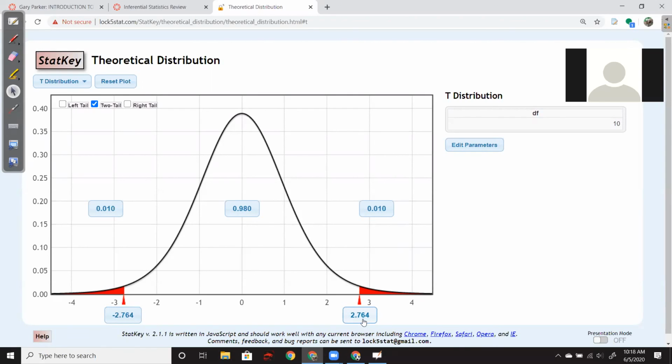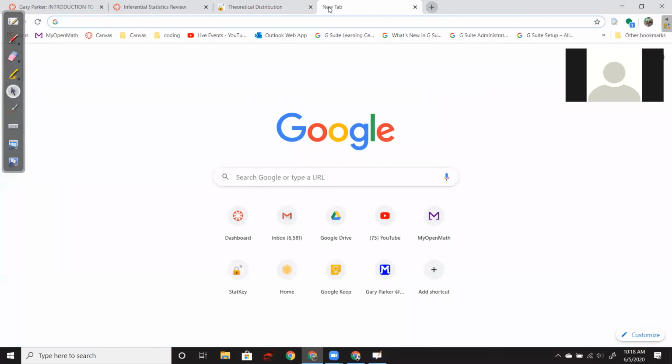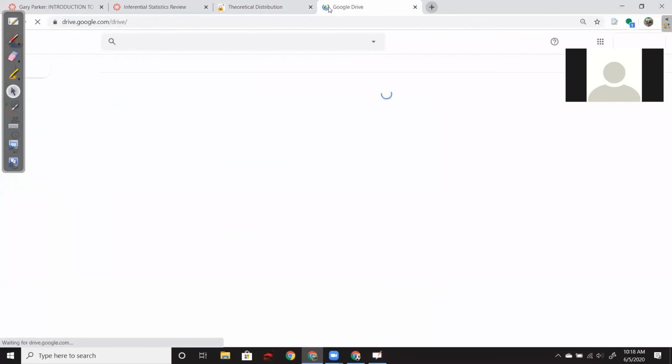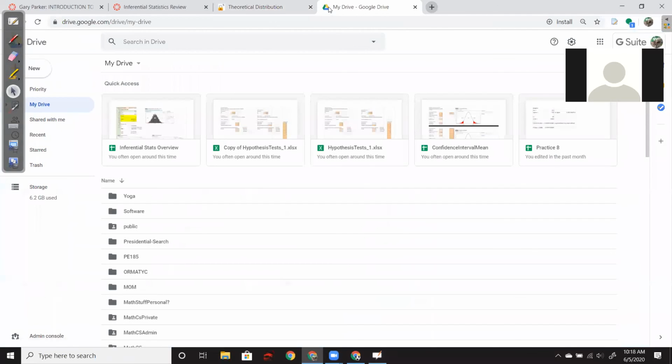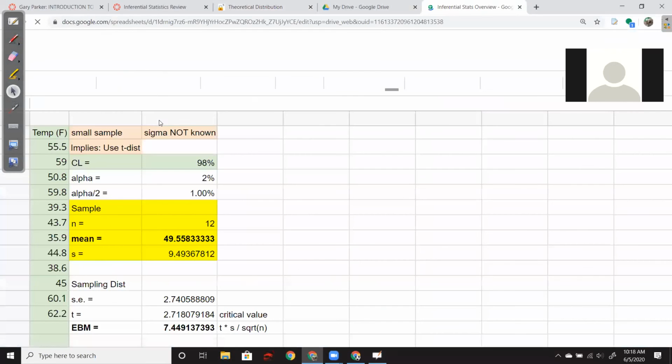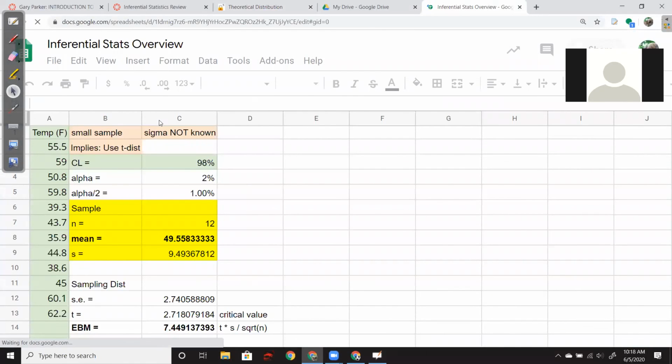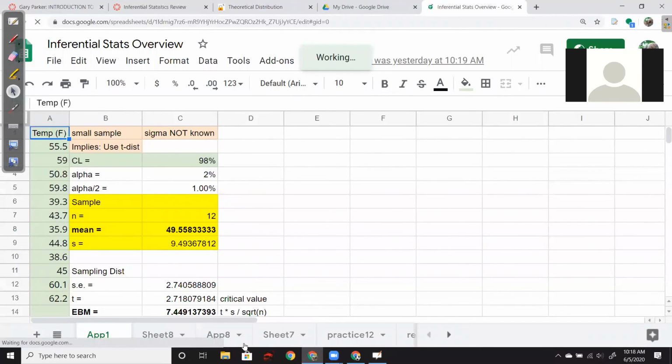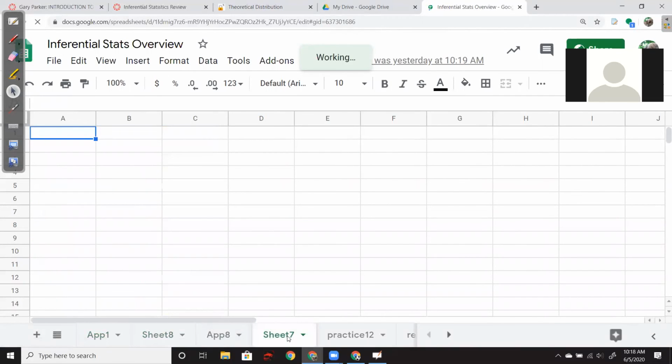And I can do this in a spreadsheet also. So let's bring that up too, just for fun. Get my drive. And a spreadsheet I've been playing with this week. Looks like I didn't do this one yet. What's there? Mean dogs. All right, here's one I can use. So this is review number 8. And I'm supposed to use a t distribution for this one. And I was given temperatures.